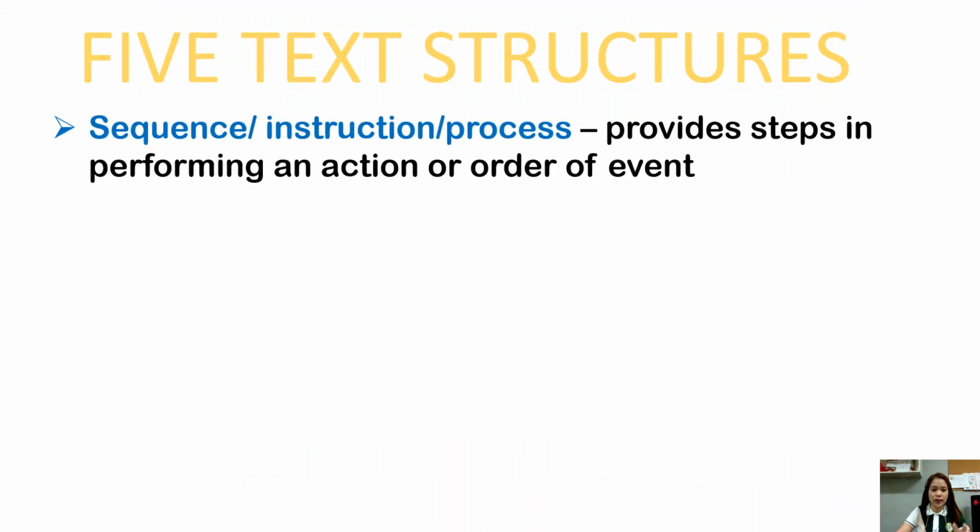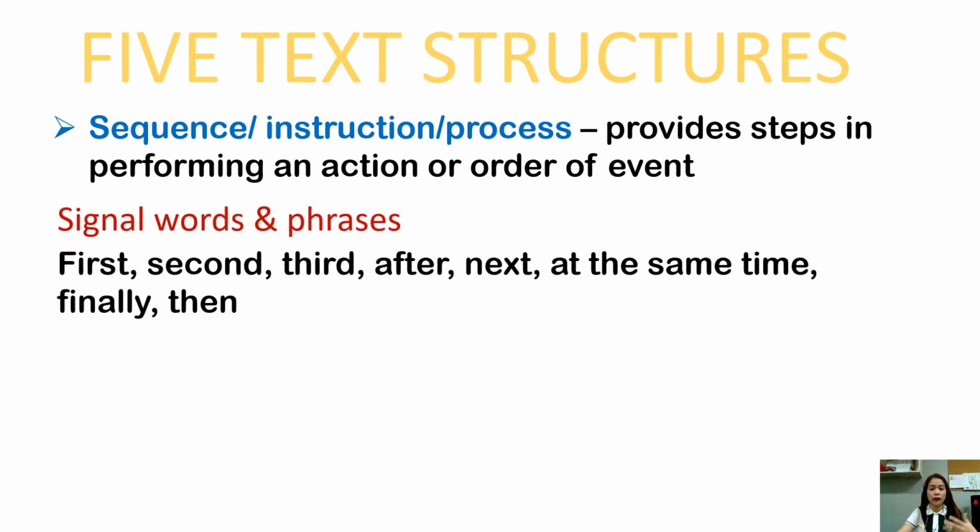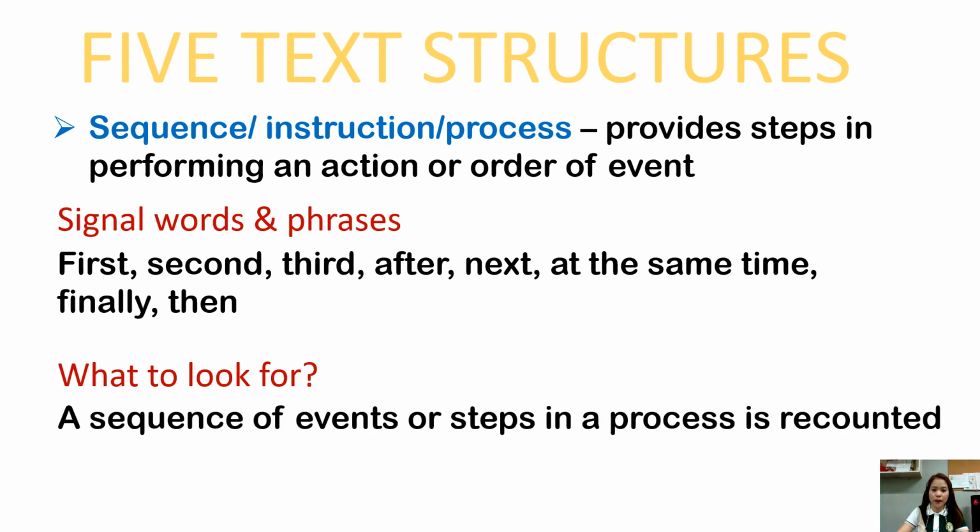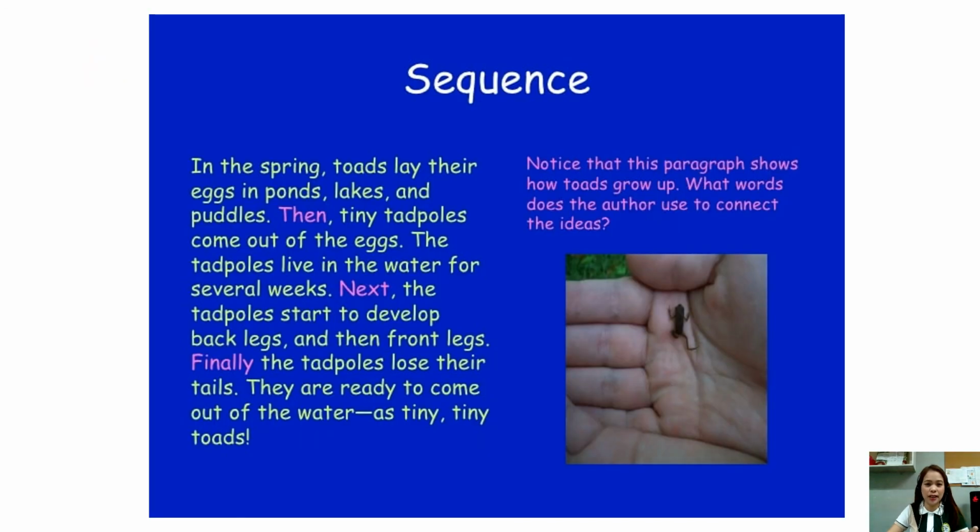And the last one is sequence, instruction, process. It provides steps in performing an action or order of events. So, signal words are first, second, third, after, next, at the same time, finally, then. So, what are you going to look for? A sequence of events or steps in a process is recounted. So, last one is the sequence.